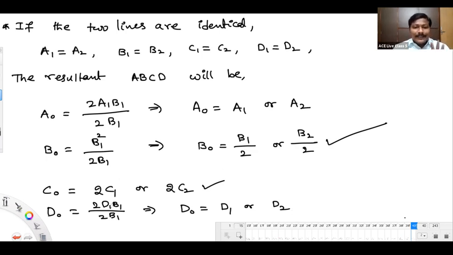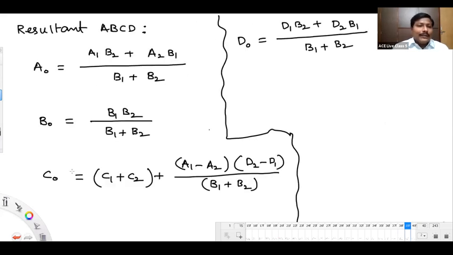Two lines in parallel with impedances Z1, Z2. The resultant will be Z1 Z2 by Z1 plus Z2. What we have here is B1 B2 by B1 plus B2. That's the resultant B0. Okay.